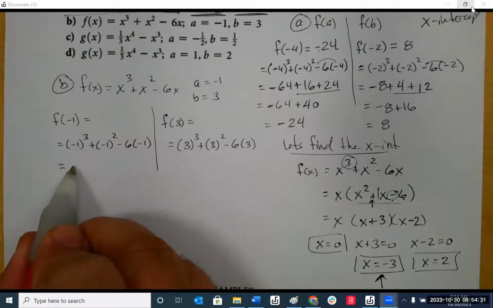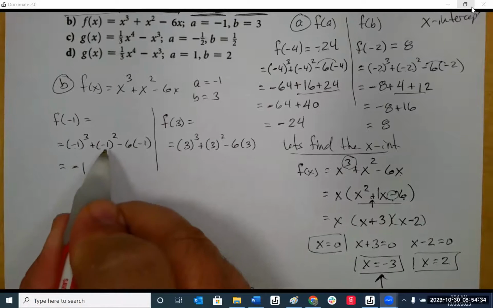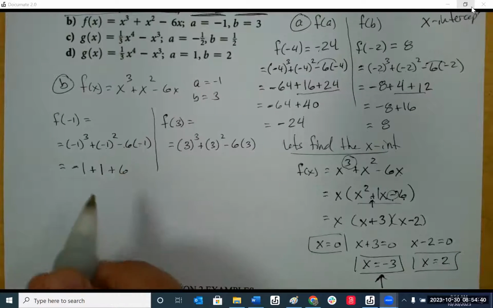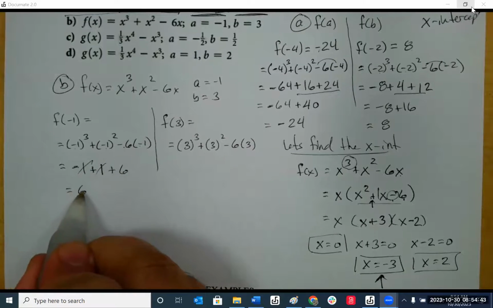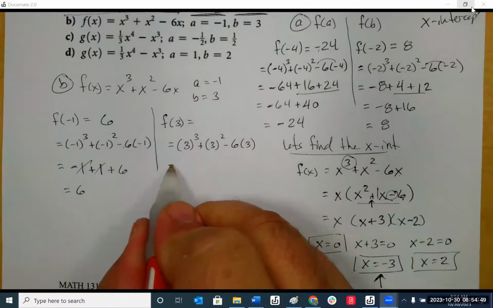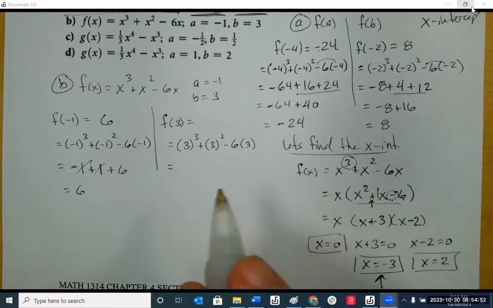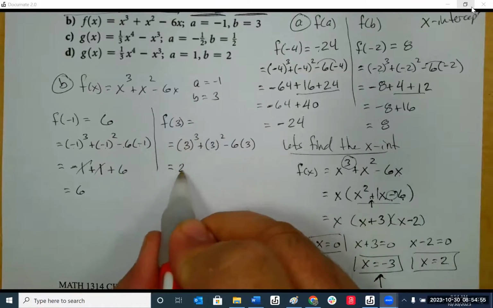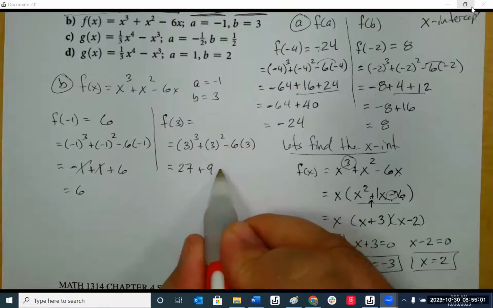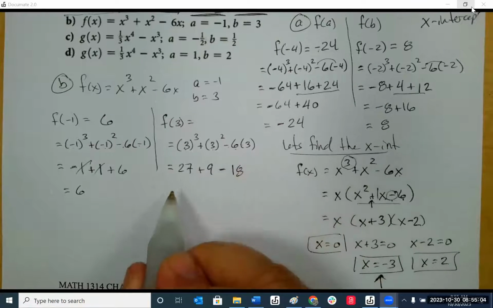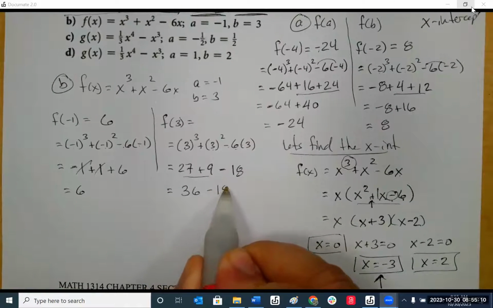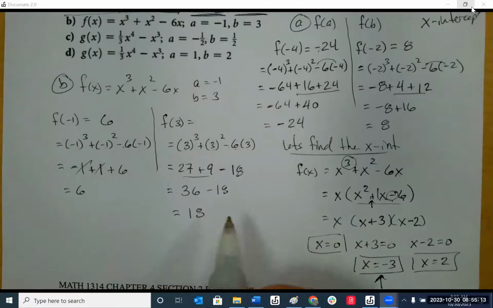Negative 1 cubed is going to be negative 1. Negative 1 squared is positive 1. Negative and negative is a positive 6. So the answer is positive 6. Positive 3 cubed is 27. 3 squared is 9. 6 times 3 is 18. 36 minus 18 is positive 18.